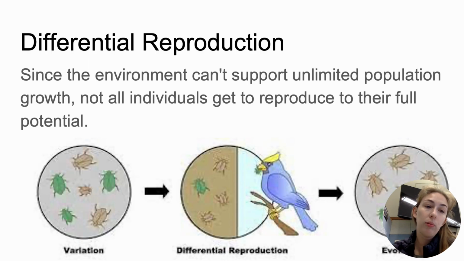Now, differential reproduction occurs because the environment can only support a limited population, right? It can't be unlimited species just going and going and going. So not all individuals will get to reproduce to their full potential. Differential reproduction means not everybody reproduces. For the project, you need to specify which of them are more likely to reproduce.